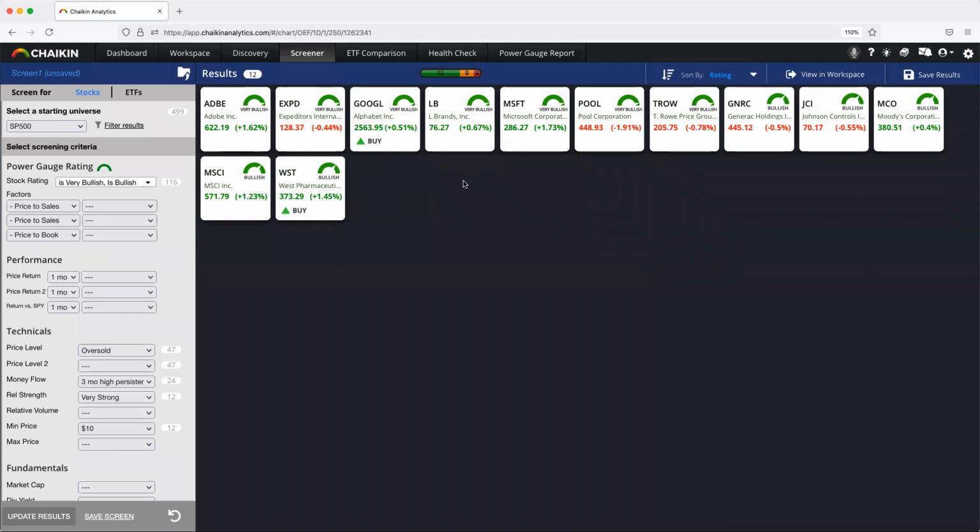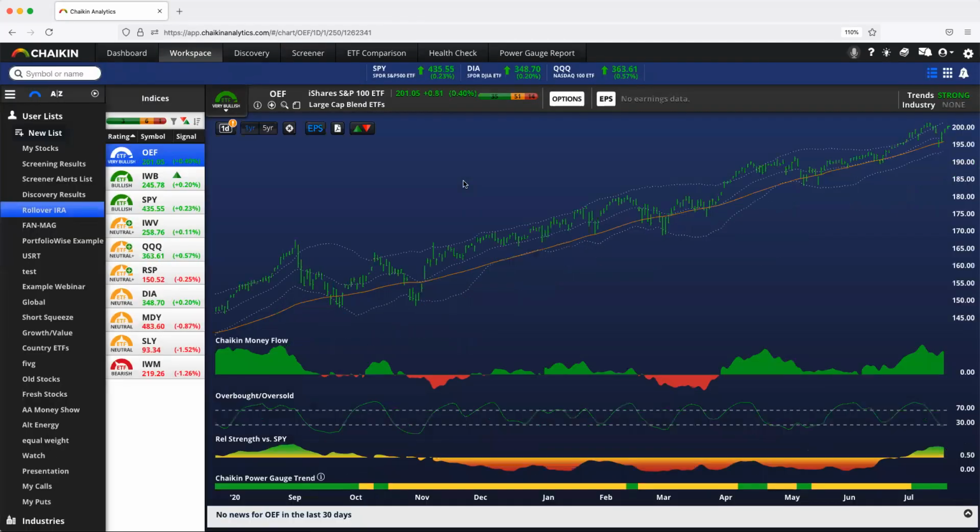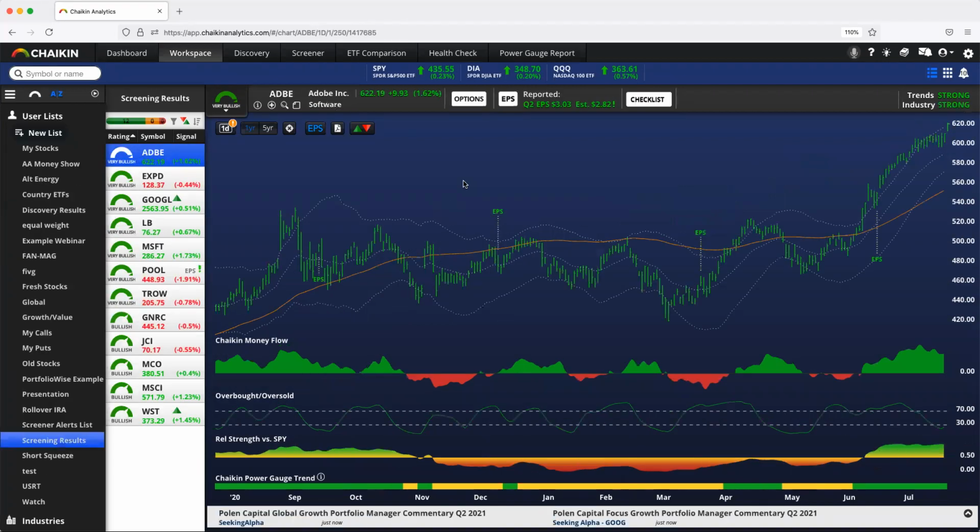Click view in workspace, go take a closer look at these and look for tactical possible ideas on entries for strong outperforming stocks, perhaps that you could look at today or over the course of the rest of the week. Keep in mind, this is a screen that could be used to purchase something to hold for longer than a couple week or month or so swing trade. But this screen is designed to help you find tactical entry points with the help of overbought and oversold.